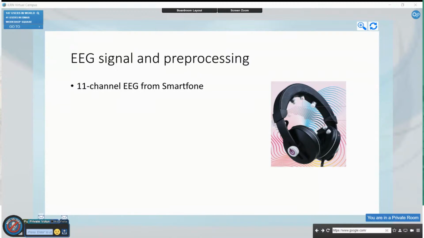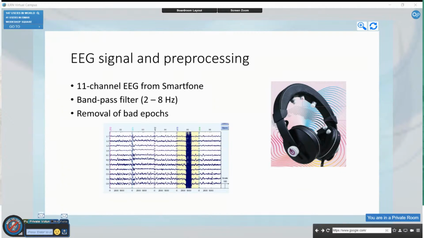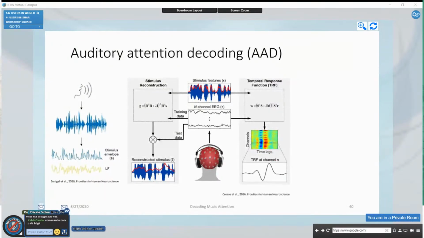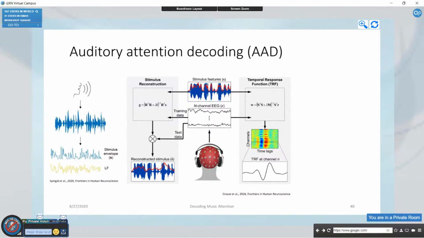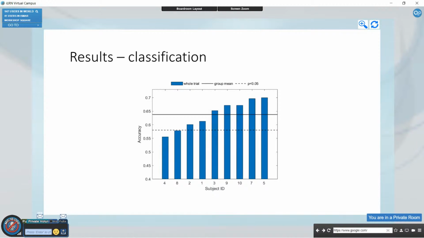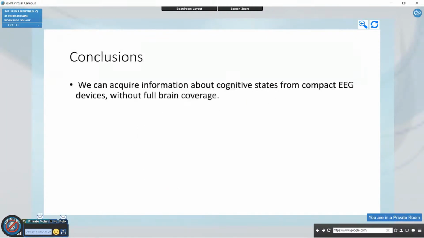And we used this 11-channel EEG signal from the smartphone device. We used an auditory attention decoding process, which is something that's in the literature, as a way to reconstruct the signal, and then perform the classification. I think we have 10 subjects here. And we're showing some classification that's looking reasonable. So we're finding a positive effect, and people can actually do this task.